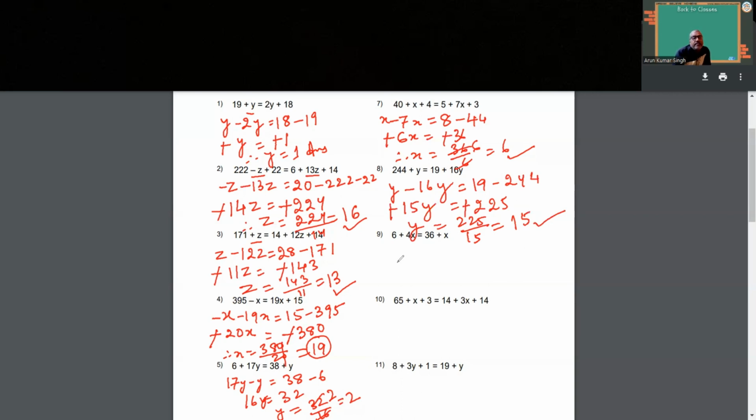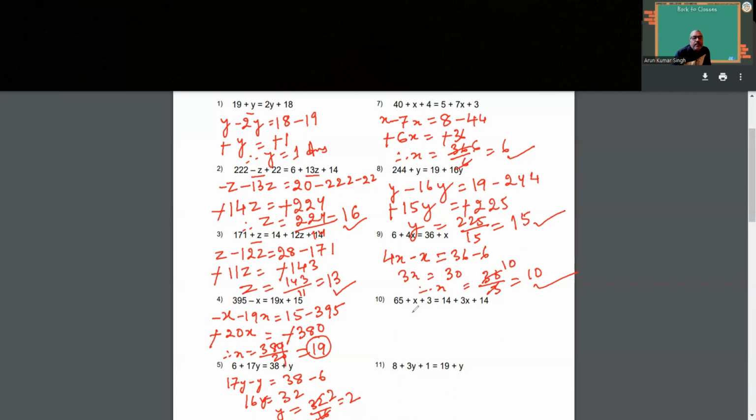Let's see here another sum. So 4x minus x, and that will be equal to 36 minus 6. So that is 3x equal to 30. Hence x will be equal to 30 by 3, and that is 10. So 10 is my answer.